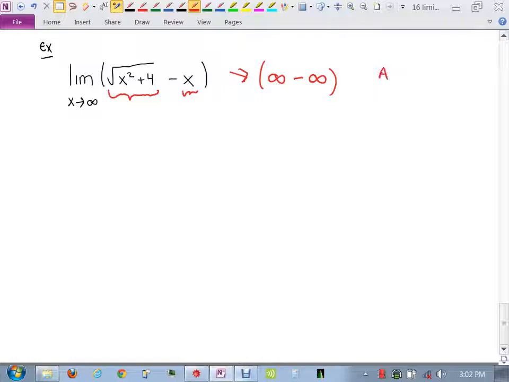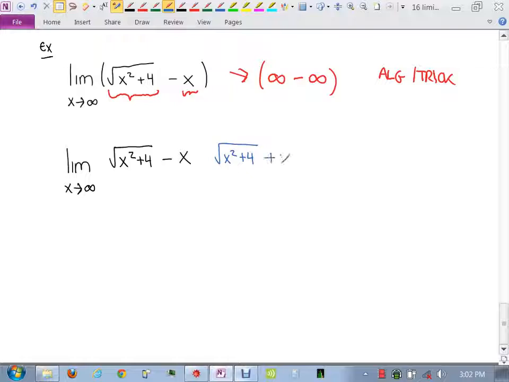Okay? So, algebra trick. And the algebra trick that I'm going to use here is something we've done when we've seen square roots before. What did we do? When we had square roots before, someone said they really liked doing it last class. The conjugate, right? So I'm going to introduce the conjugate. What is the conjugate of that? Okay, square root of x squared plus 4, what? Plus x. Now, I can't just throw that in there like that, right? You can't just say, oh, I'm going to multiply that. You can only multiply by 1, can't you? So you have to do that over itself.